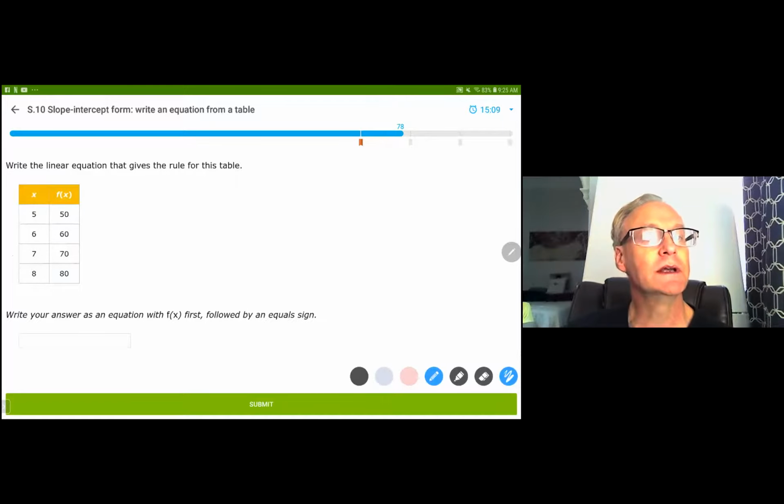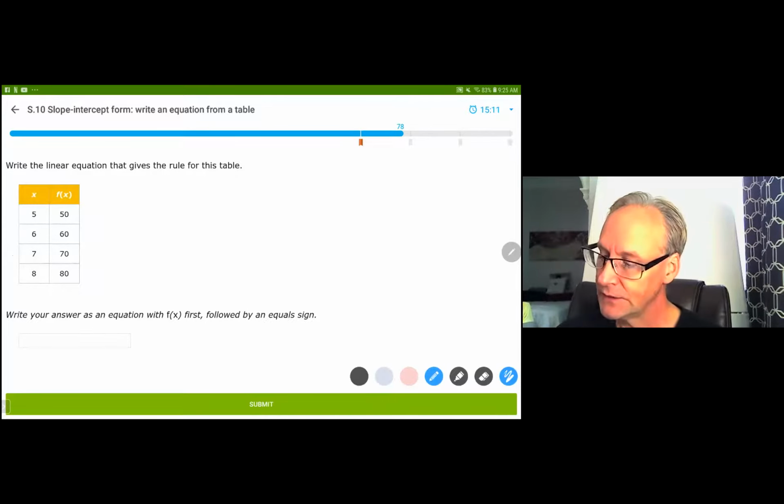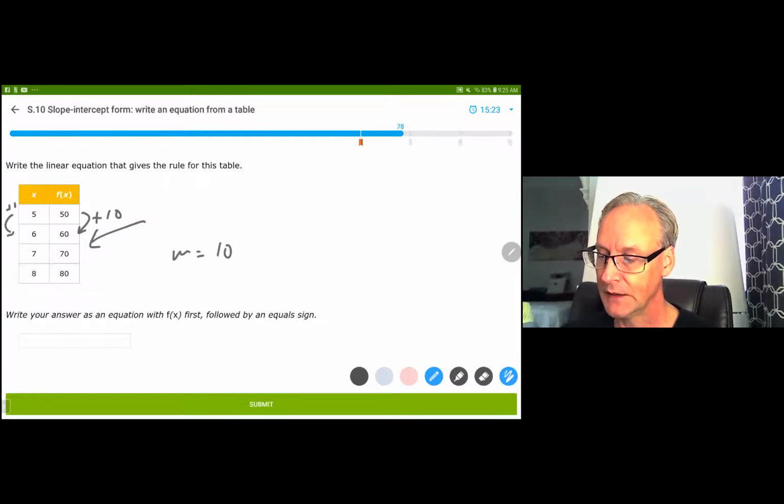Write the linear equation for this one. It looks like we multiplied by 10, doesn't it? Can everybody see how I found that right away? Well, I can see this is going up 10, and this is 1. So my slope is 10. And if I multiply 5 times 10, I get my f of x. And 6 times 10, and 7 times 10, and so on. So this is f of x equals 10x.